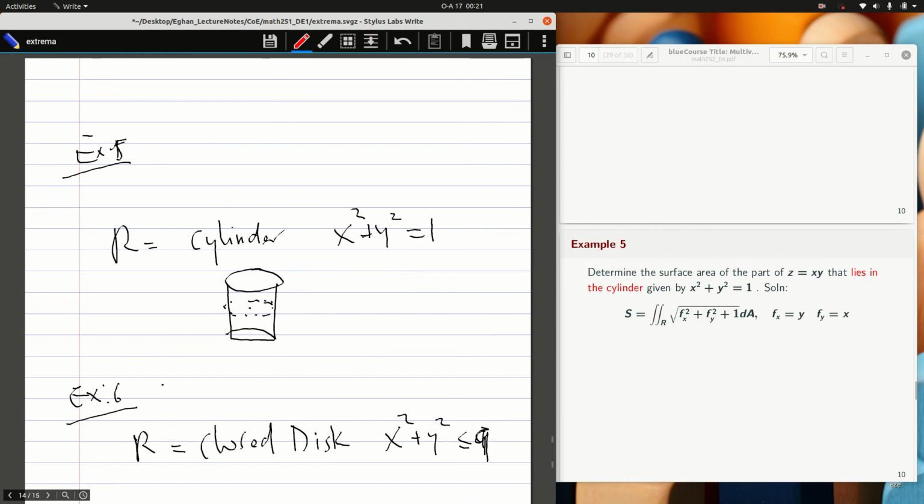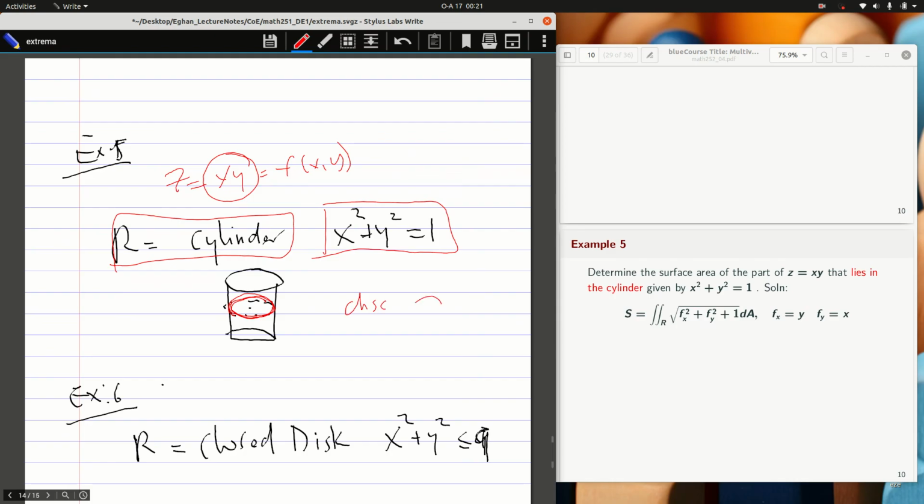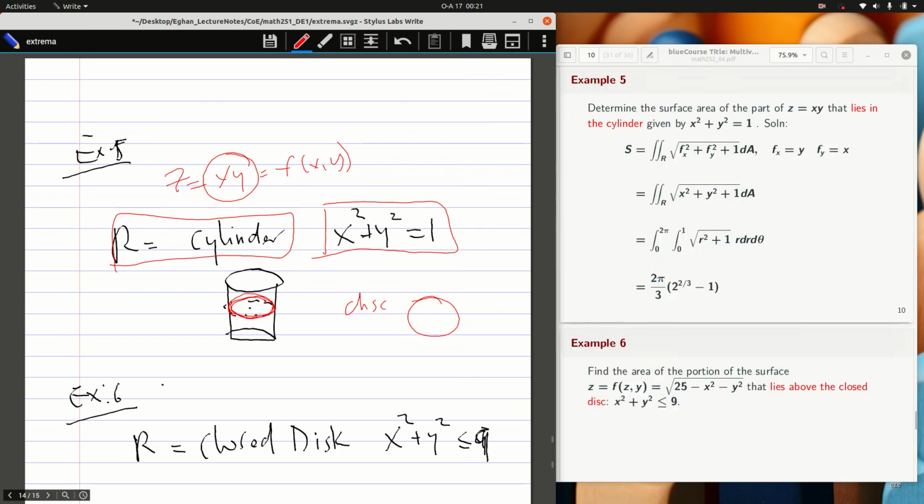The surface is given as a function of xy, but it says it lies in a cylinder. The region is a cylinder given as that. It means I'm looking at the region in the cylinder, so that region is a disc or a circle. So you know automatically we are going to use polar coordinates. How do we do that? You want to pause the video and check the slides out.